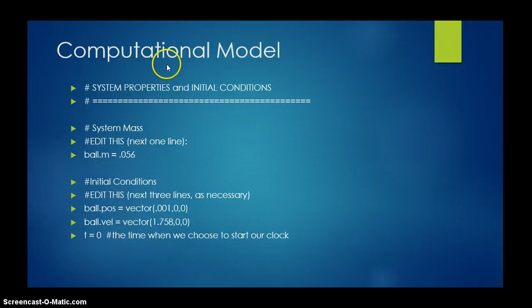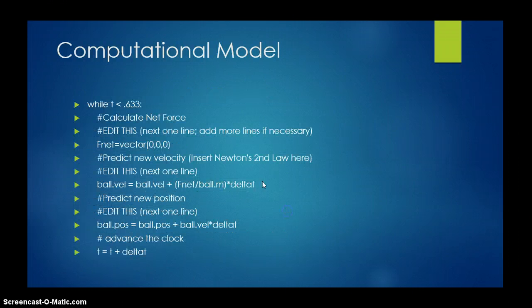Here we have code that was used for the computational model. Here we have the mass of the ball is 0.056 kilograms. Here we have the initial position of the ball as 0.001 meters in x. And here we have the initial velocity of the ball as 1.758 meters per second in the x. The initial velocity was calculated by taking two positions, taking their difference, and dividing it by the change in time for those corresponding position values.